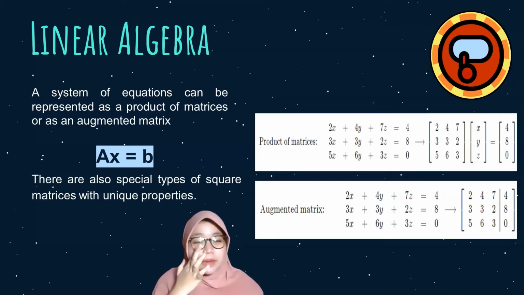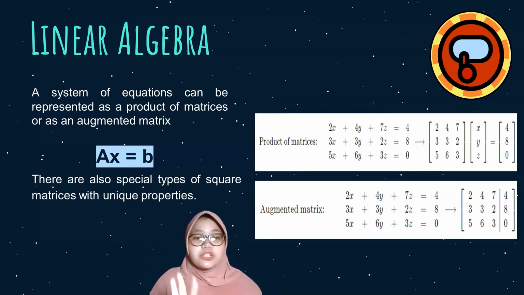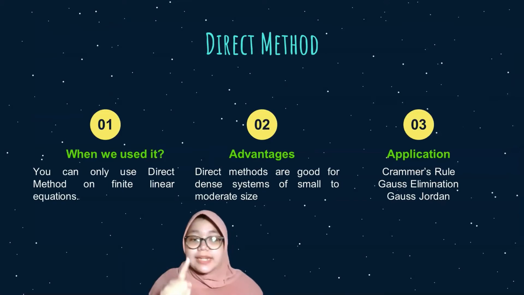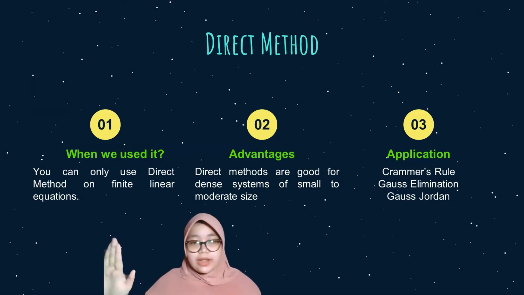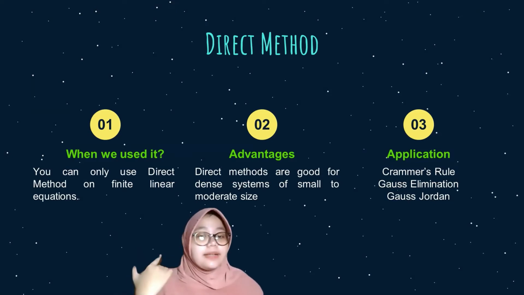Before jumping into the main problem, let me explain first about linear algebra. It's a system of equations that can be represented as a product of matrices or as an augmented matrix. There are also special types of square matrices with unique properties. Therefore, there are two methods here. First, the direct method, whose aim is to solve the problem with an exact solution. We can use it on finite linear equations since they are good for dense systems of small to moderate size. It can be applied with Cramer's rule, Gauss elimination, and Gauss-Jordan.